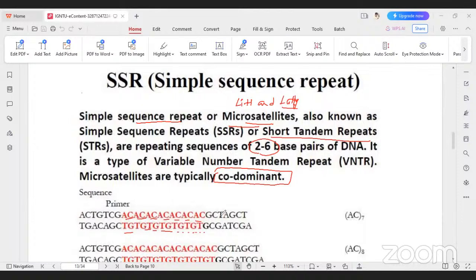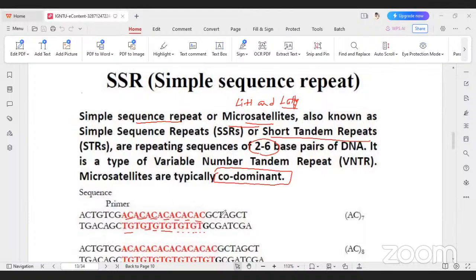These repeats are widely distributed throughout the plant and animal genome and display a high level of genetic variation, based on differences in the number of tandemly repeating units. This repetition is called a tandem repeat.